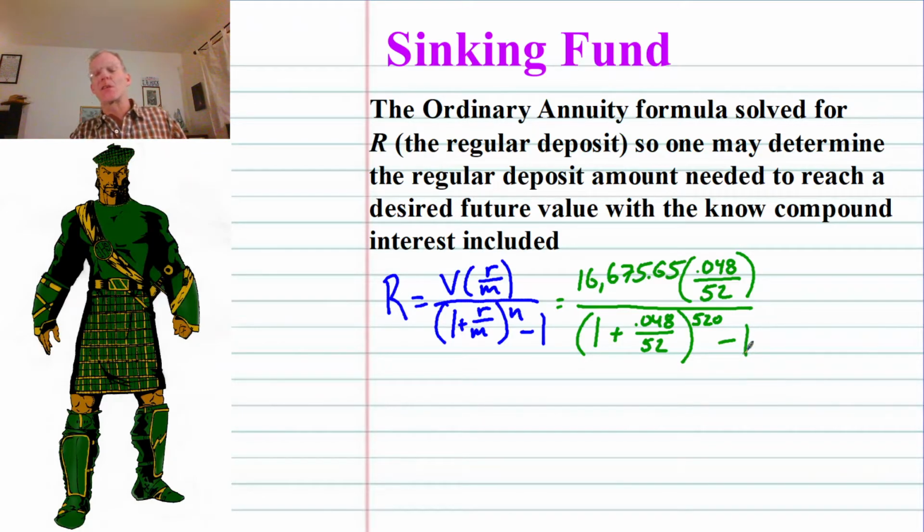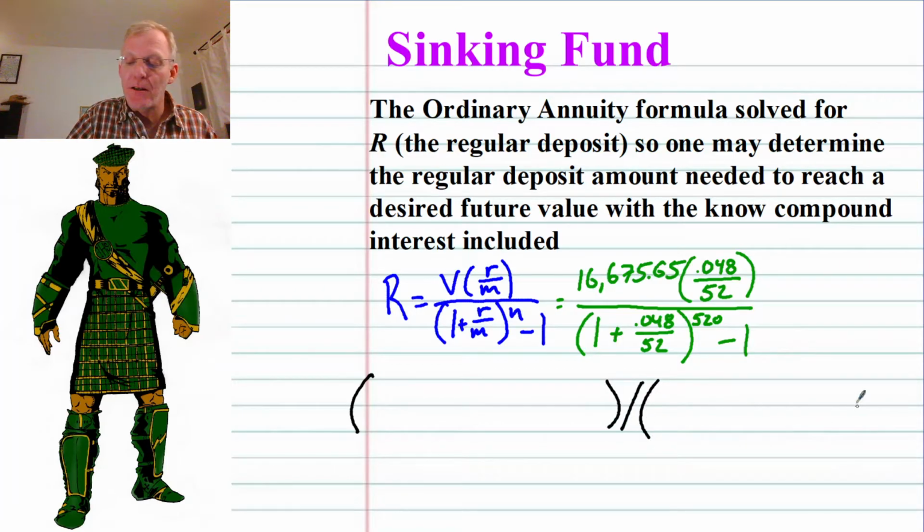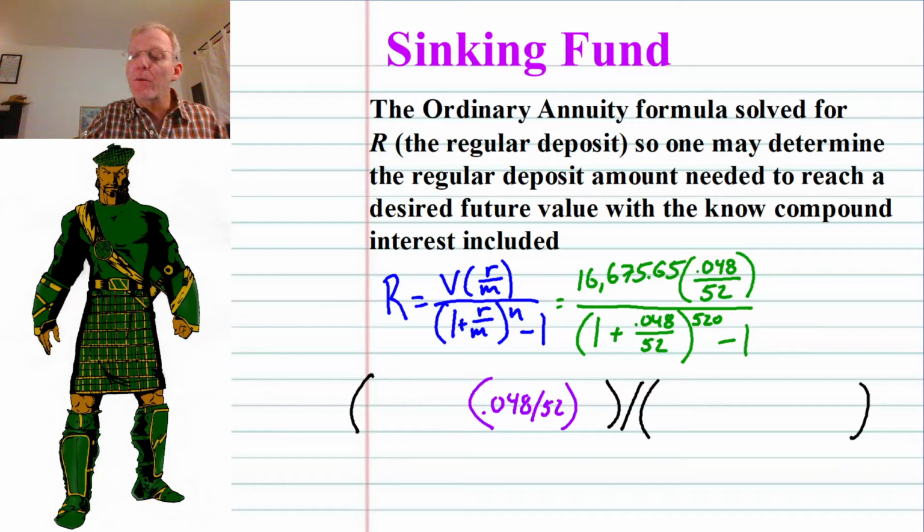So how is this going to look in our calculator? The numerator and denominator are about the same, so let's say a numerator divided by a denominator. First, for the numerator, we do the parentheses: 0.048 divided by 52. Then we multiply that by the $16,675.65. Make sure we remember that decimal.